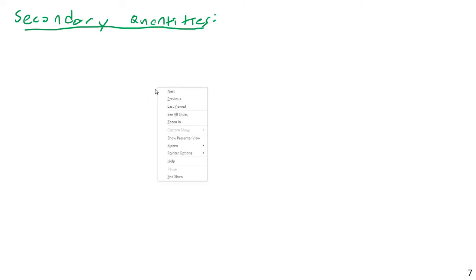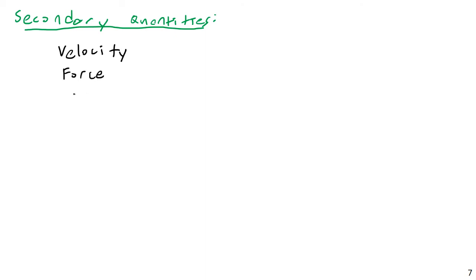Secondary quantities. Some examples of these, and I will do the same thing. Well, I won't do them in terms of SI and British, but you can have things like velocity, force, stress, and density. These are examples of secondary or derived quantities.